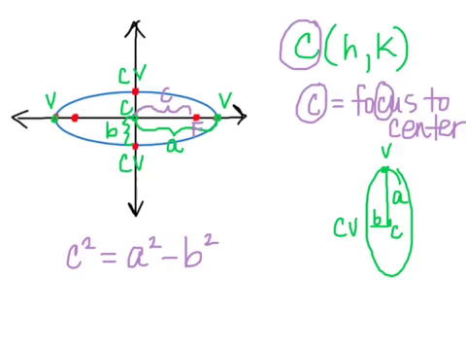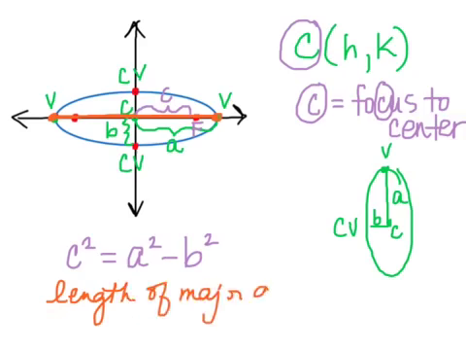Some other important features of the ellipse: if this distance is A from the center to the vertex, well then the length of the major axis, if they ask for it, which they sometimes do, would be A plus A, which would be 2A. So the length of the major axis equals 2A, because it's double the A, which is the distance from the center to the vertex. And the length of the minor axis then would be B plus B, and so you'd have 2B.